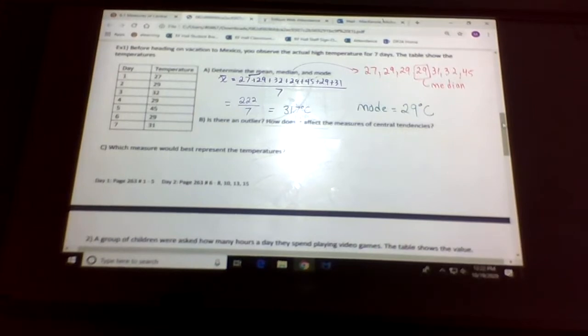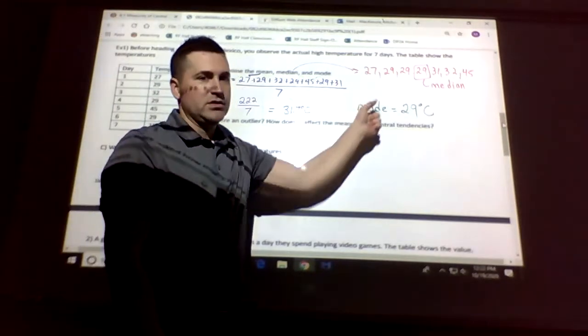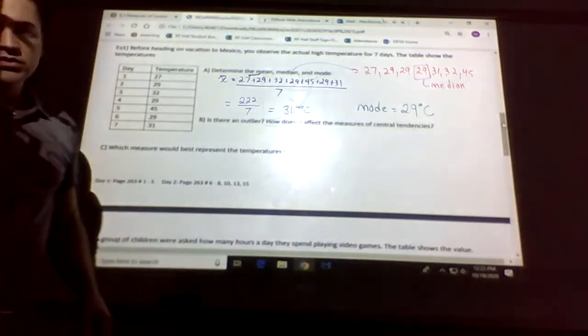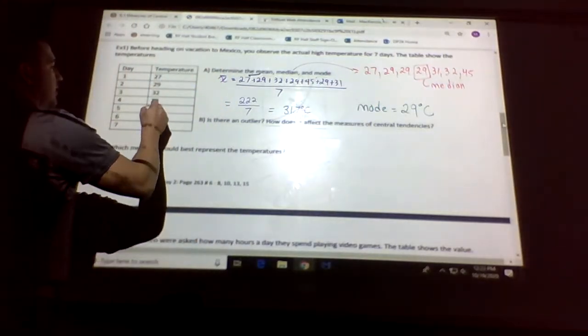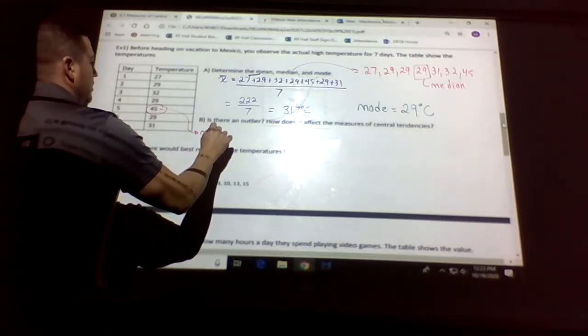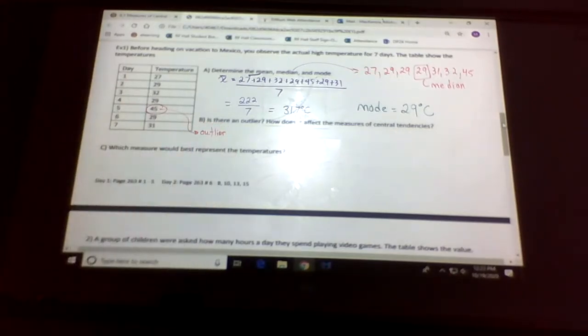Okay, so B: is there an outlier? How does it affect the measures of central tendency? Central tendencies are these 3 things. If there's an outlier, how does it affect them? We definitely have an outlier here, this 45. It doesn't follow the trend. All the rest are from 27 to 31.